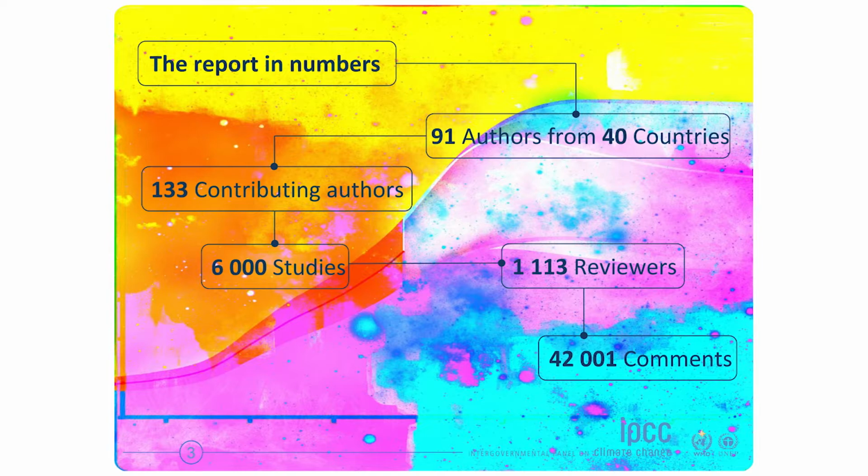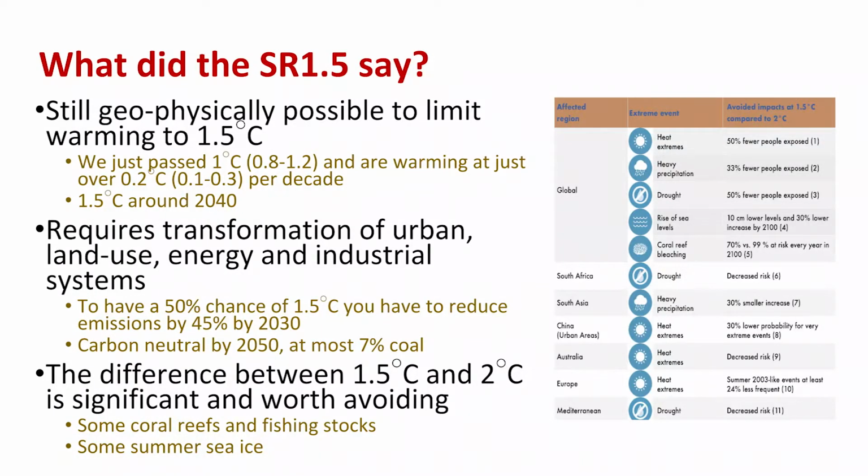However, this will require all of you, especially the financial part of things. It will require a transformation of our urban, land use, energy, and industrial systems. In order to do that, we have about a 50% chance of being there by 2030 if our emissions are reduced by 45% or above. And if we want to be carbon neutral, it also means that we'll have to reduce our usage of coal.